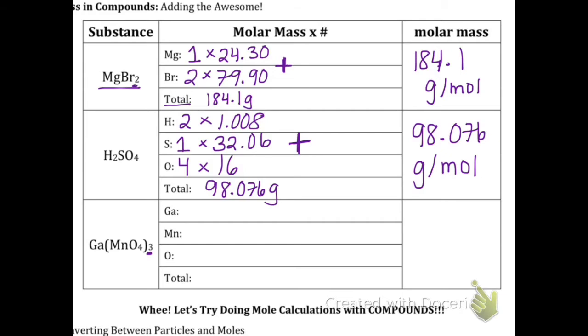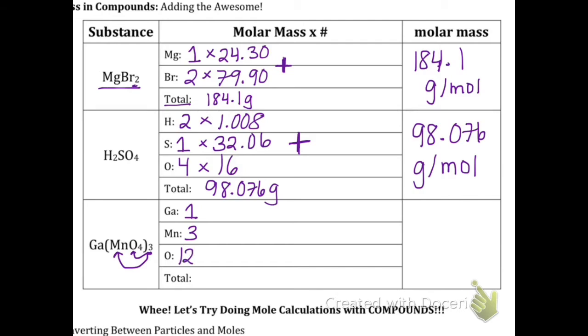All right, so here, this one's a little tricky because we have a 3 on the outside here, so hopefully we can count this correctly. Okay, so how many galliums do we have? We actually have only 1. Now the 3 transfers to every element in the parentheses. So how many manganese do we have? We have 3. Now be careful here. How many oxygens do we have? So we already have 4, but we have 3 of those 4. So 3 times 4 is 12.